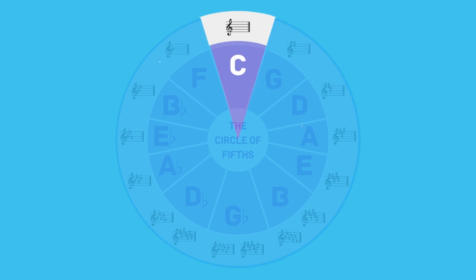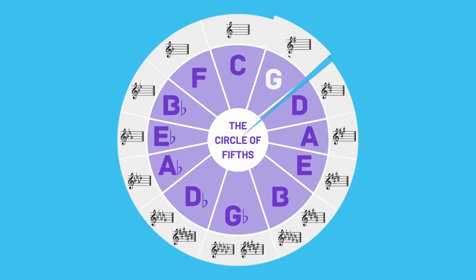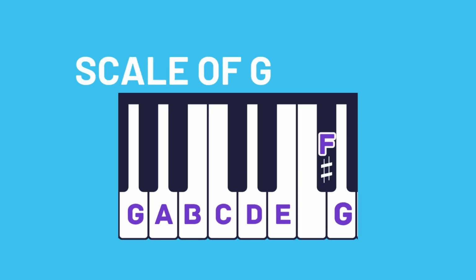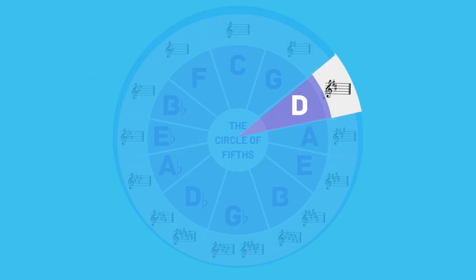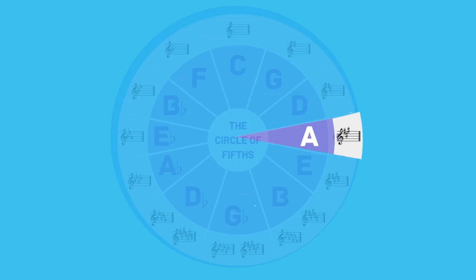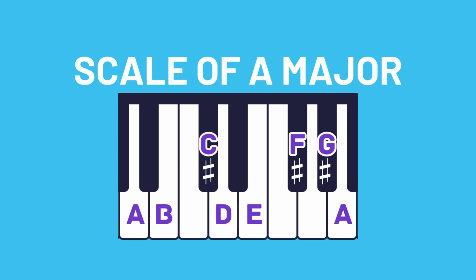Now, let's look at the scale of C. The scale of C has 0 sharps. Let's look at the scale of G. The scale of G has 1 sharp, F sharp. The scale of D has 2 sharps, F sharp and C sharp. The scale of A has 3 sharps, F sharp, C sharp, and G sharp.